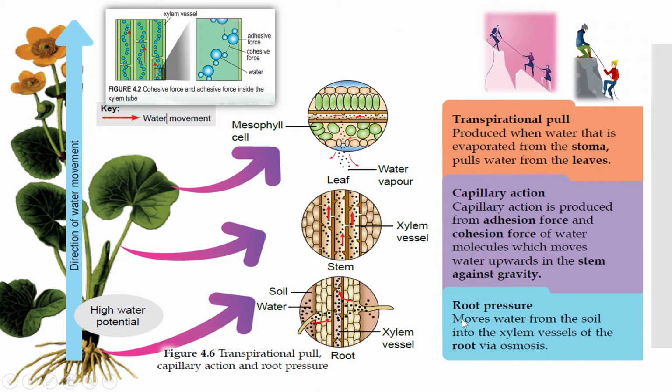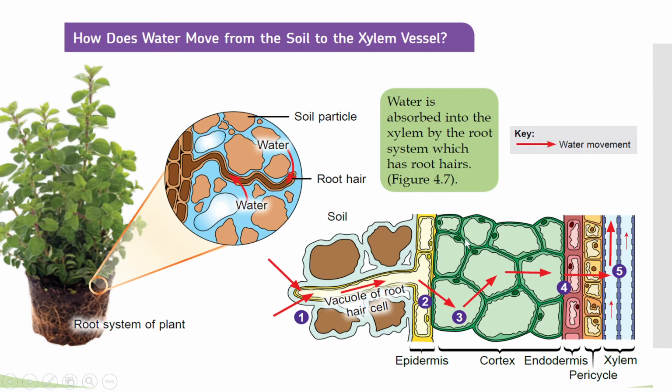Okay, root pressure. Imagine something pushing from here. That's pressure, tekanan. It's like the one here. Pushing it in, up, and out. So how does water move from soil to the xylem vessels?